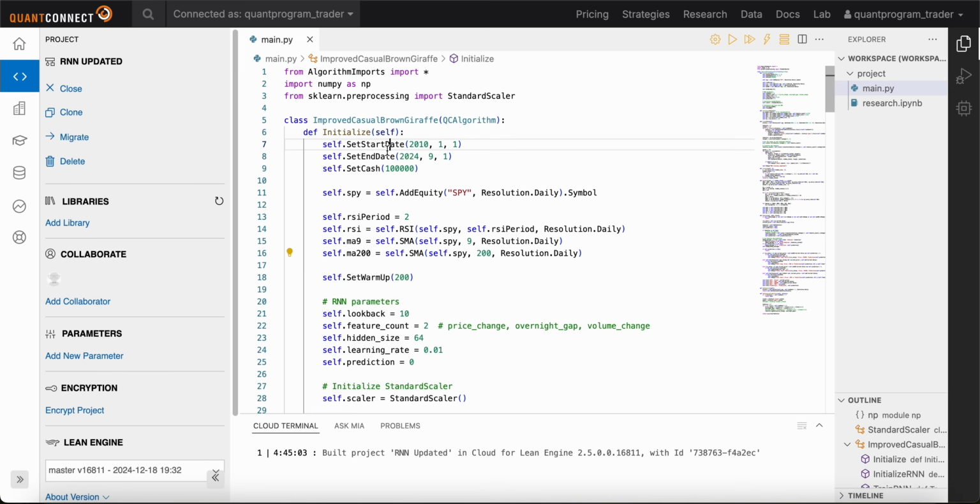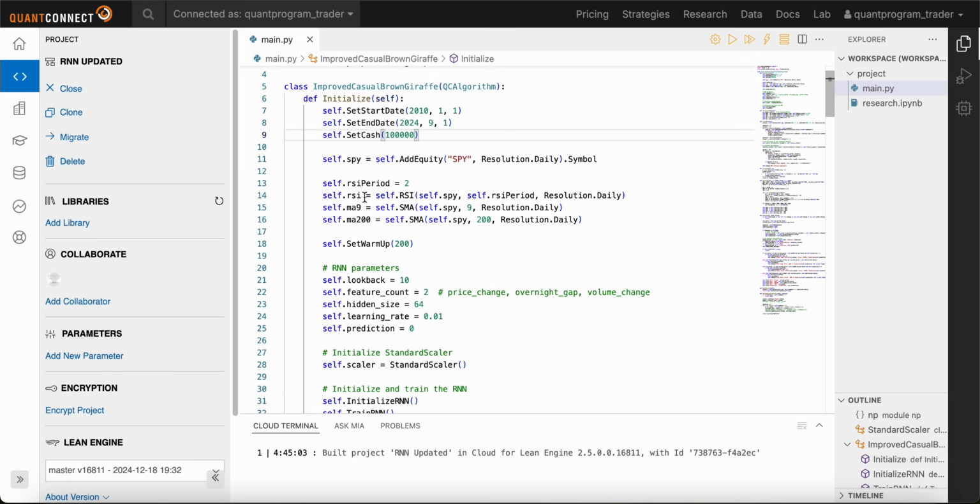So you've got the start date and end date. So that'll be our testing data. I've set the cache. I've taken values of RSI, MA, and the 200.